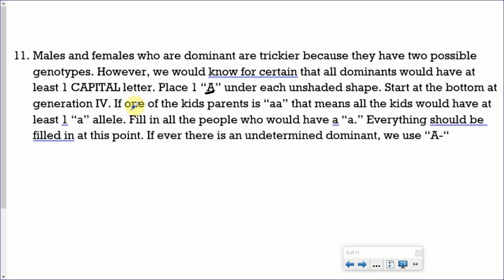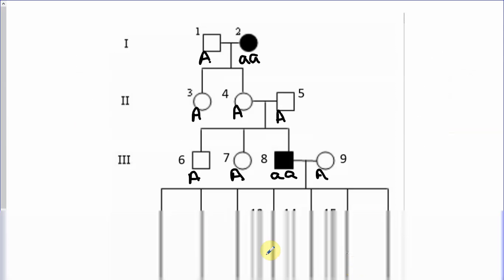As it says here, if one of the kids' parents is a little a, that means every single kid would have at least 1 little a allele, because this parent would only be capable of donating a little a in that situation. So that's why we start at the kids and look at what their parents are. We can look at the chart, and all people who have a recessive parent would have at least 1 recessive allele. So let's go and look at that.